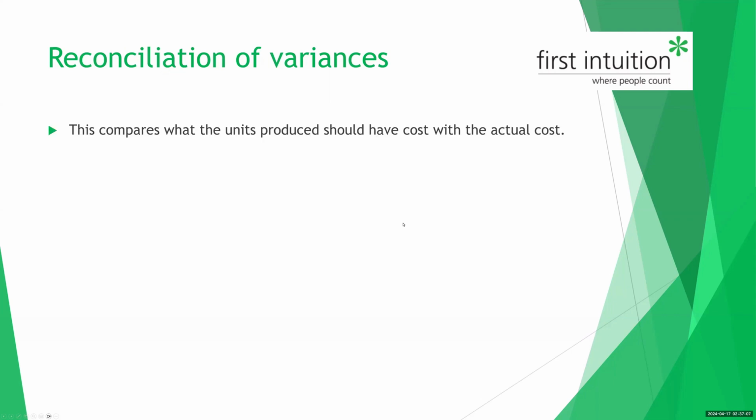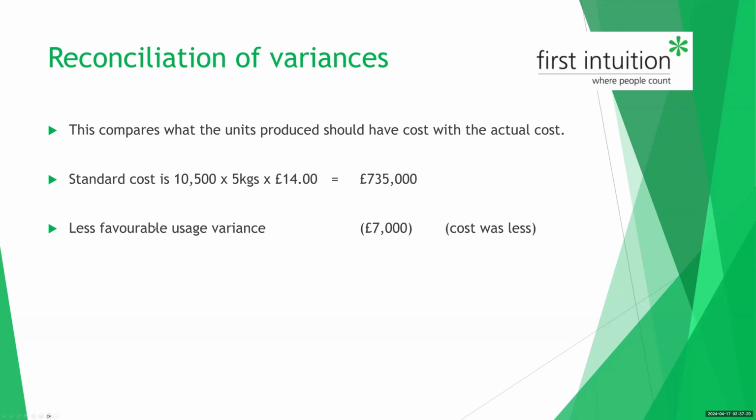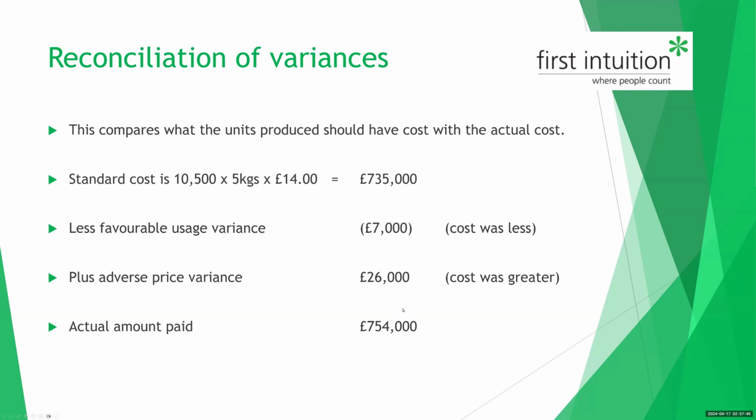Now, a useful exercise. We look now at the total cost against what the total cost should have been for that amount of units. Standard cost of 10,500 units, we should use 5 kilos each at £14. It should cost us £735,000. We know that our usage was a £7,000 saving because the amount we used was less than expected, but we know the price we paid was 26,000 more than expected. 735 minus 7 plus 26 tells us that that's an actual amount paid of 754,000, which is indeed the amount that we paid.